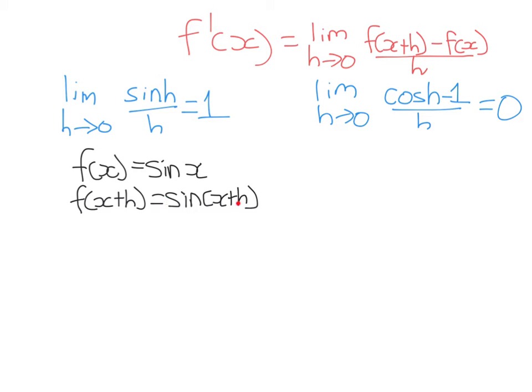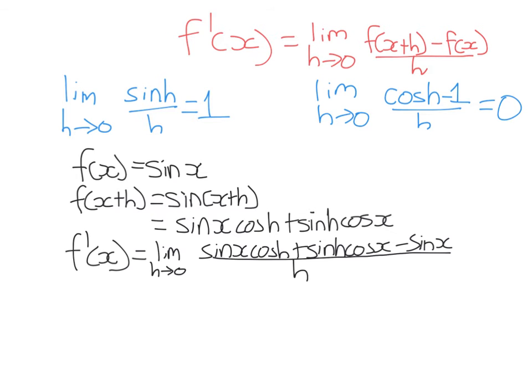But we looked at these formulas last year. See, this can be expanded using the double angle formula. This is actually equal to sine x cos h plus the opposite, sine h cos x. So that's what we just learned last year. Now what I'm going to do is substitute this, which is f(x plus h), into this formula up here. So we have f dash x equals the limit as h approaches 0 of f(x plus h), that's sine of x plus h, minus f(x), over h.